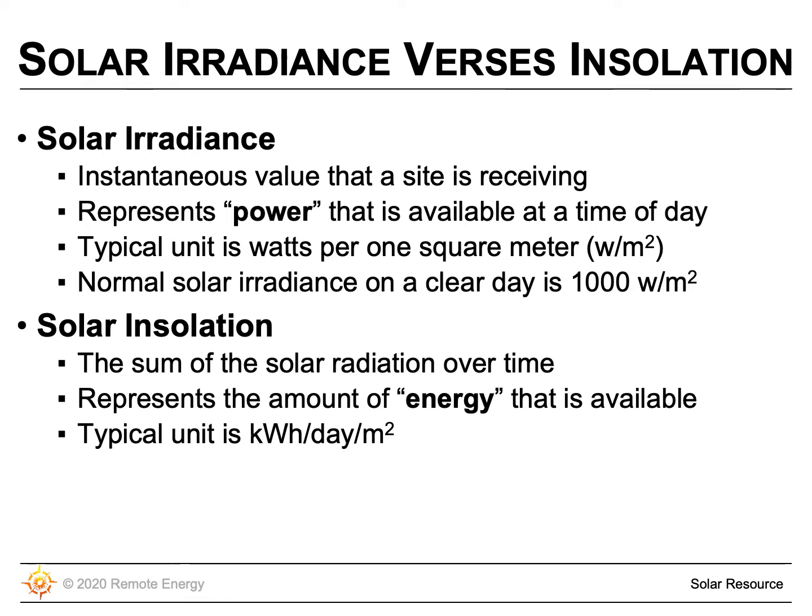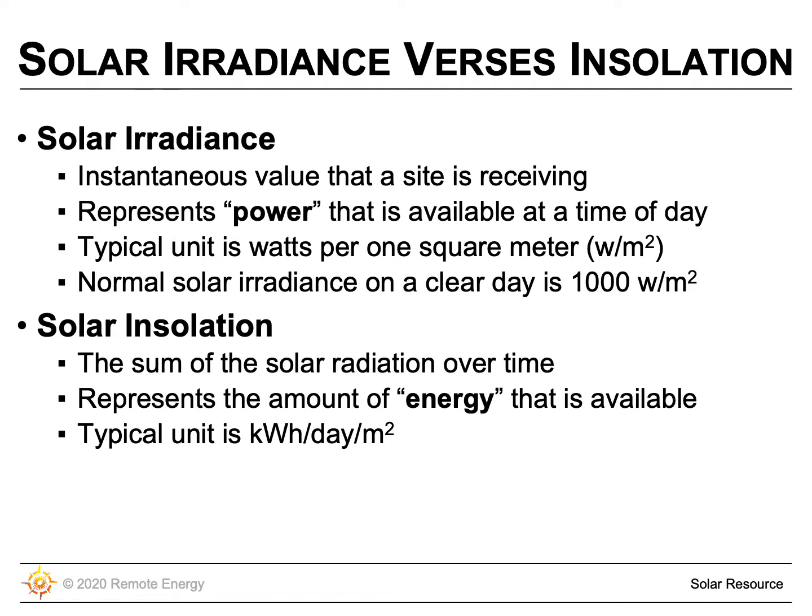Now, although these are very similar, they're actually quite different. And I like to draw the distinction between the two, like we draw the distinction between the terms power and energy, because they're very similar here. Solar irradiance represents an instantaneous value. It's how much power is available at a given time of day from the sun. Typically, we use the unit watts per square meter to define solar irradiance. So a typical value, for example, might be 1,000 watts per square meter, and that would define how intense or how bright the sun is at any given time.